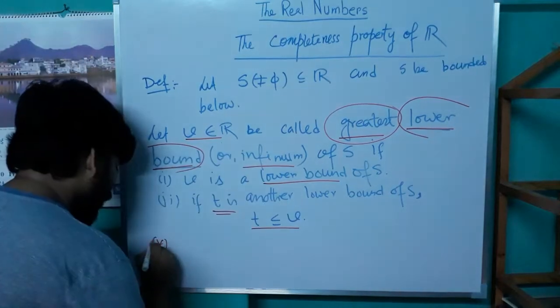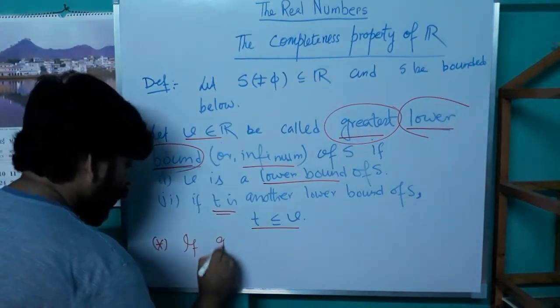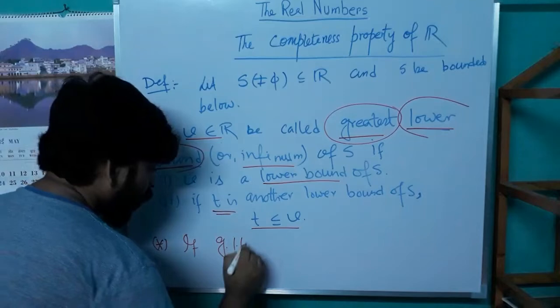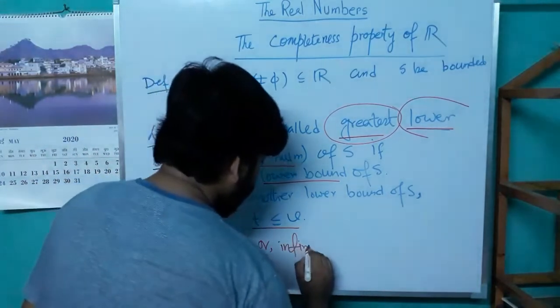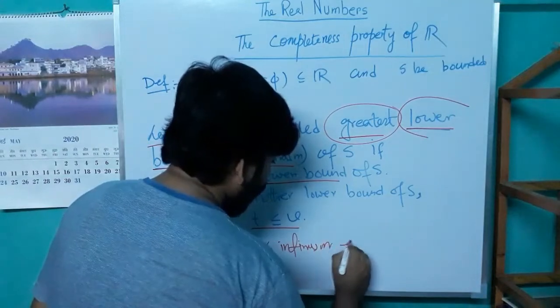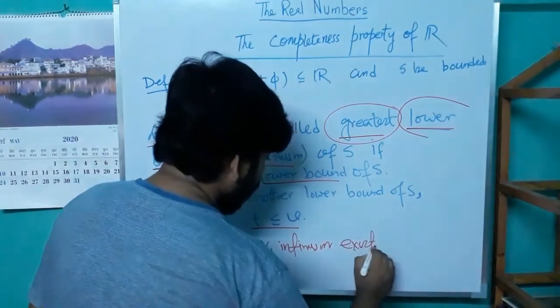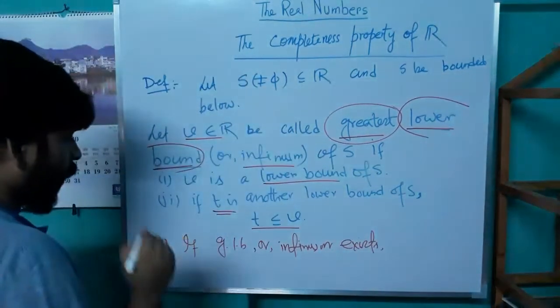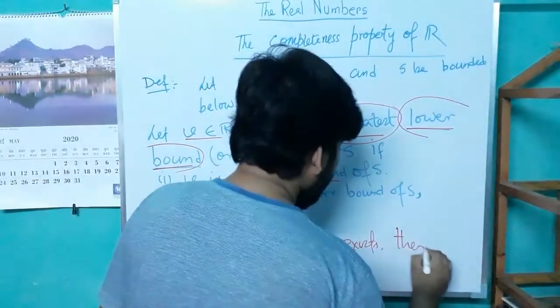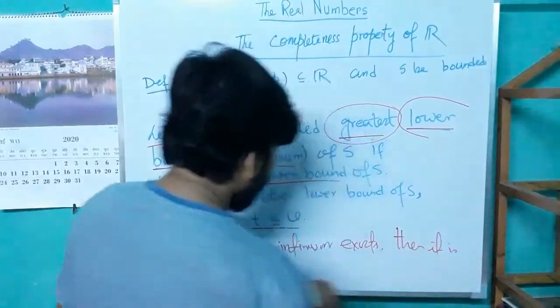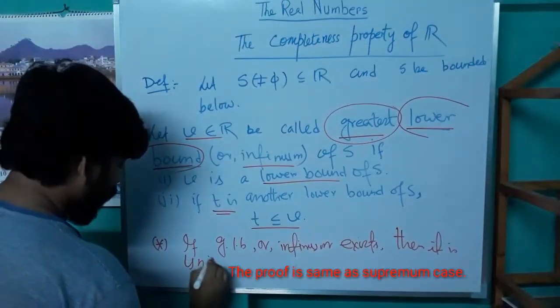If greatest lower bound or infimum exists, then it is unique.